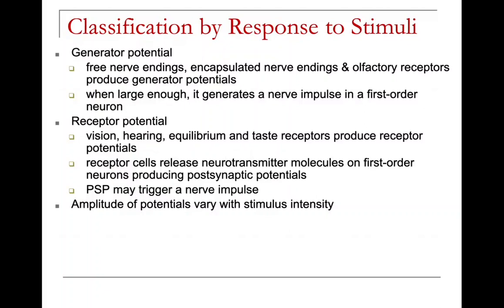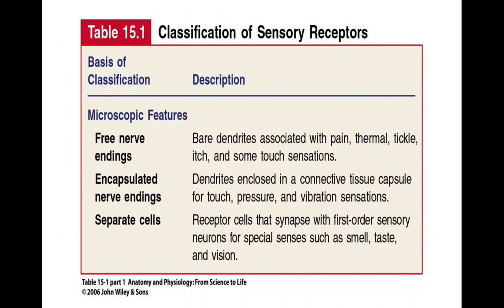And then by response to stimuli. So generator potentials, here the free nerve endings or encapsulated nerve endings, and olfactory receptors produce generator potentials. So when it's large enough, it generates a nerve impulse to a first-order neuron. With receptor potential, this would be things like vision, hearing, equilibrium, taste receptors that will produce receptor potentials. They release neurotransmitter molecules on a first-order neuron to produce a postsynaptic potential. So that postsynaptic potential may trigger a nerve impulse. So the amplitude of the potentials varies with the stimulus intensity. So this is just a nice summary of the classifications.